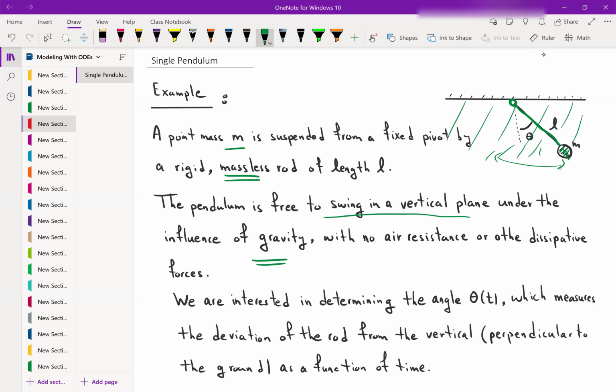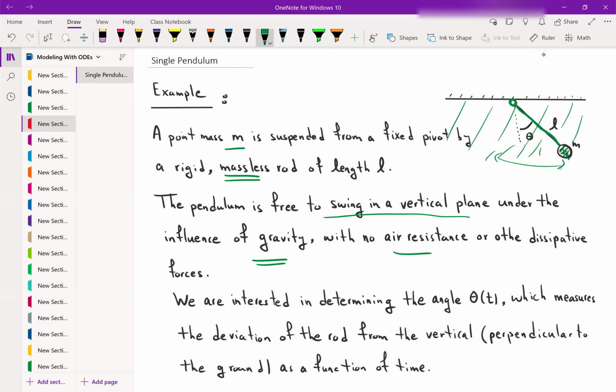The force that we're going to consider is the force due to gravity with no air resistance or other dissipative forces. So in this example, we're going to ignore the impact of air resistance. And dissipative forces refer to those forces that reduce the mechanical energy of the system, like friction, like air resistance, like dynamic friction or fluid resistance. So we are ignoring these forces. We're going to focus on the force due to gravity.